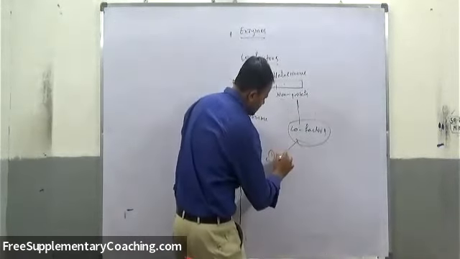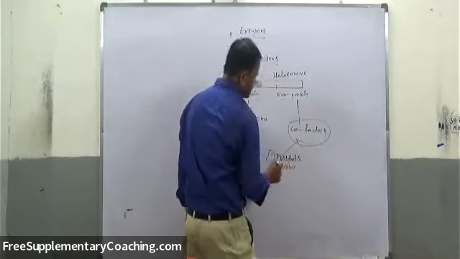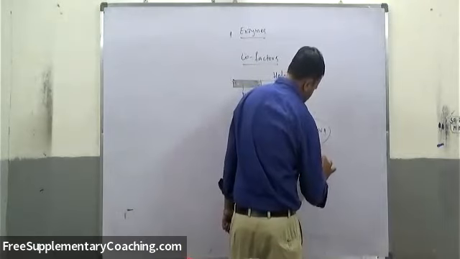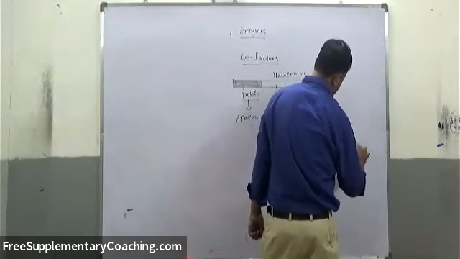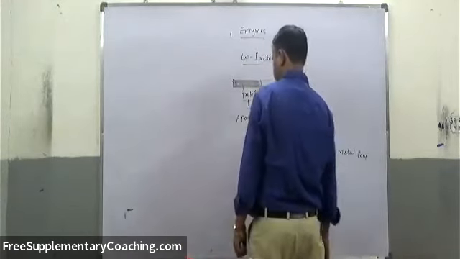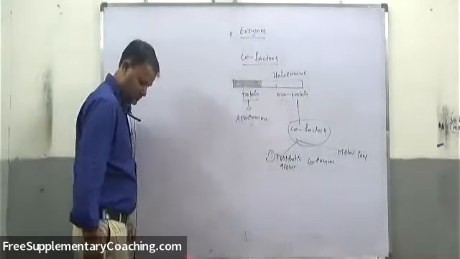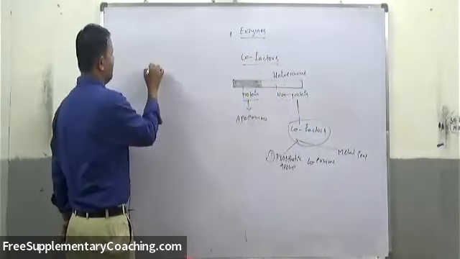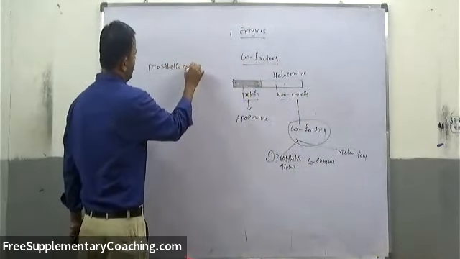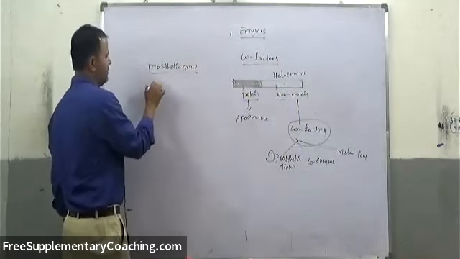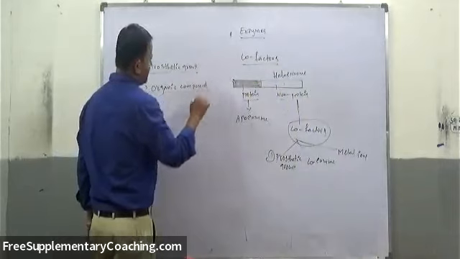The first one is the prosthetic group. The second one is coenzyme. The third one is metal ions. Now we discuss one by one. Prosthetic groups are organic compounds.